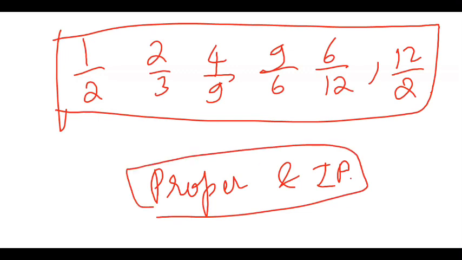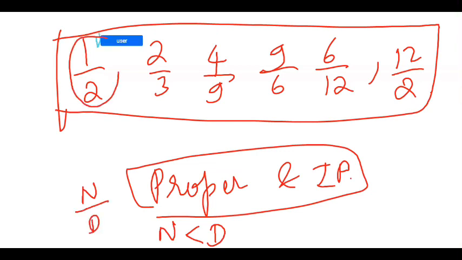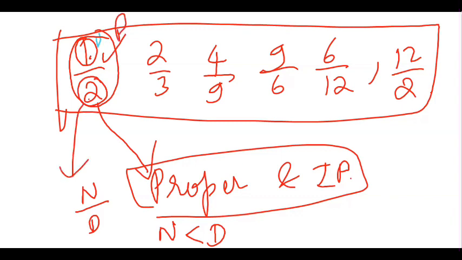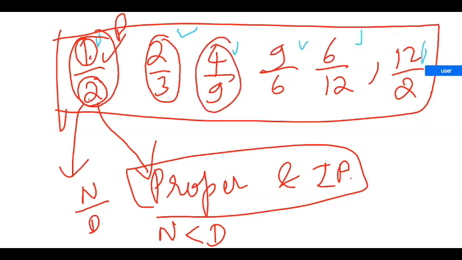Proper ka matlab, ek aur baat I'll tell you. It is nothing but numerator should be less than denominator. Numerator matlab the above part is called as numerator. And this one is denominator. Proper. Why is it so? 1 is less than 2, correct? Numerator is less than denominator. So this is a proper fraction. Very good. This is also a proper fraction because 2 is less than 3. 4 is also a proper fraction. This is less than 9.